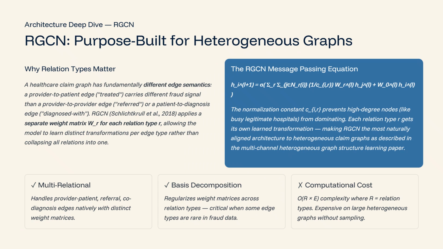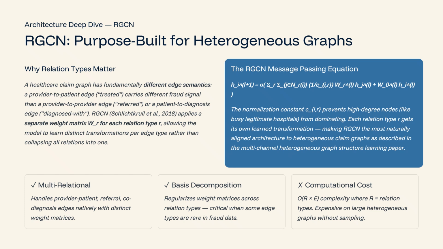Now the RGCN, which is a relational graph convolutional network, starts from a different premise entirely. In a heterogeneous graph, the type of edge carries as much information as the node it connects. So if you want to understand what a heterogeneous graph and a homogeneous graph are, you can visit my previous episodes. So RGCN applies a separate weight matrix to each relation type in the graph.